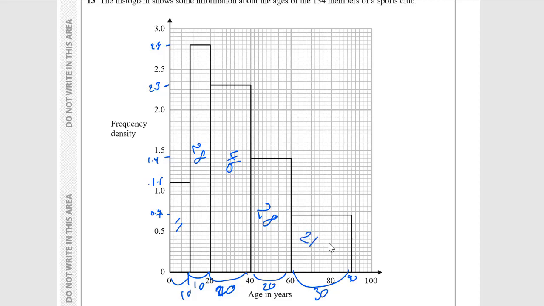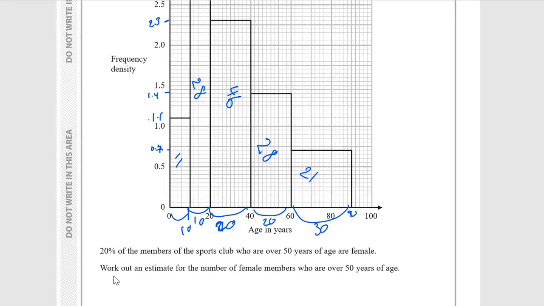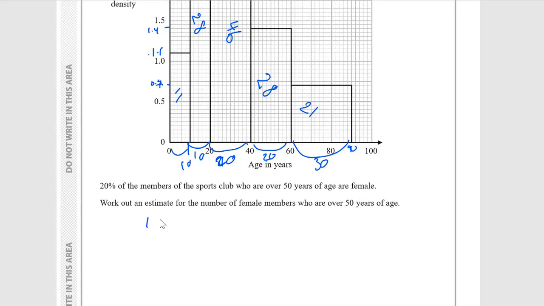So the question says, over 20% of members who are over 50 years of age are female. So years of age, so we've got this one here, so that's 50. So we know that we've got, this is half the area of this bar chart. So that's going to be 14, so over 50 is 14 plus, and then we've got 21.